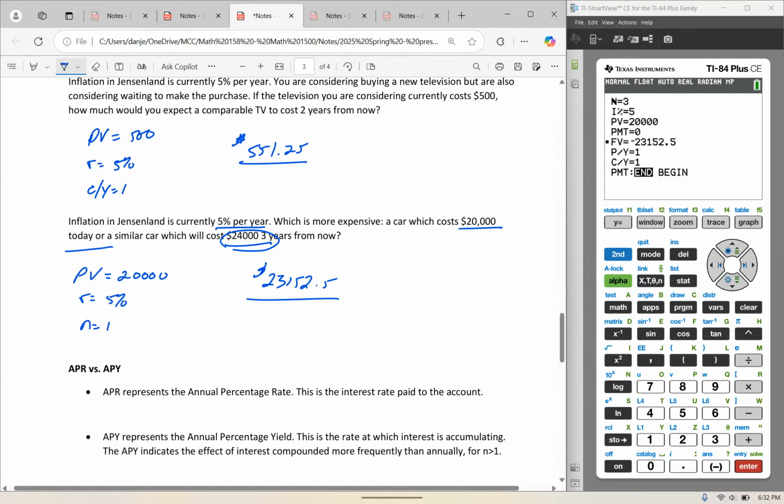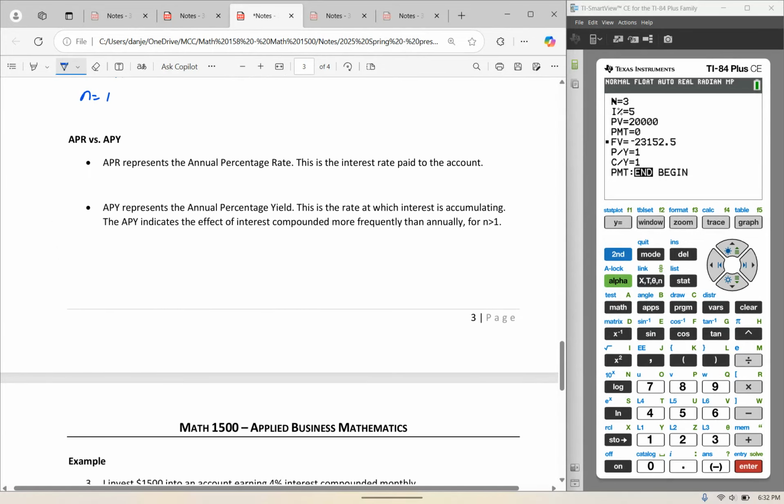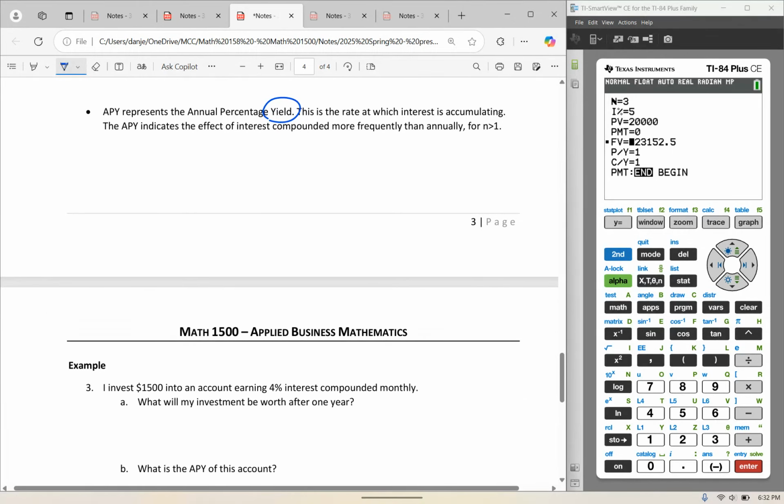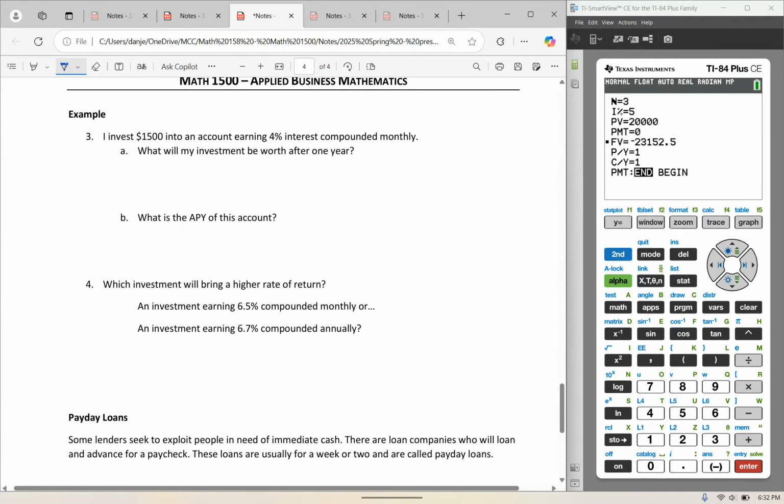Okay. You may have seen terms like APR and APY. APR is the annual percentage rate. APY is the annual percentage yield. Okay. So let's look at an example. I invest $1,500 into an account earning 4% interest compounded monthly. What will my investment be worth after 1 year?